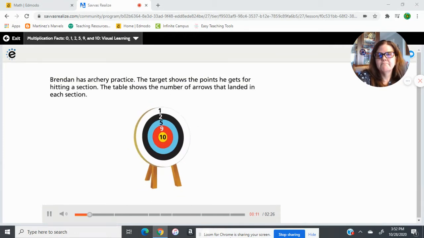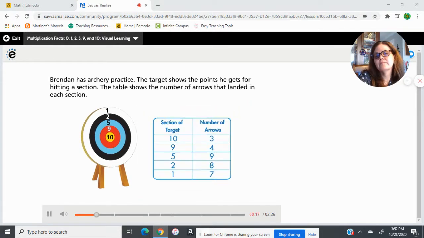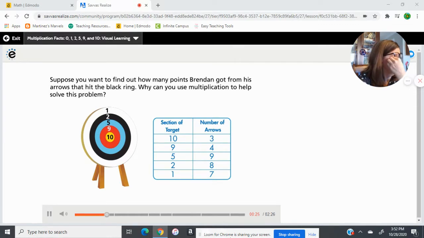Brendan has archery practice. The target shows the points he gets for hitting a section. The table shows the number of arrows that landed in each section. Suppose you want to find out how many points Brendan got from his arrows that hit the black ring. Why can you use multiplication to help solve this problem? Okay, so looking at the black ring, it's worth 2 points. And as you look in the chart under section of target 2, it shows that 8 arrows were in the section that is black, number 2. So we can do 8 groups of 2.